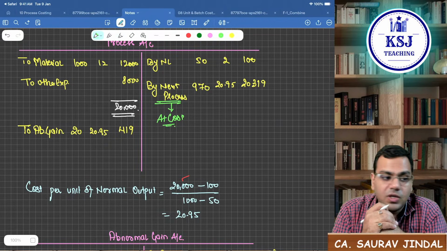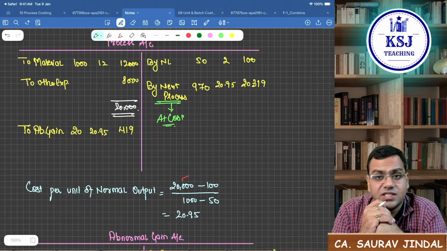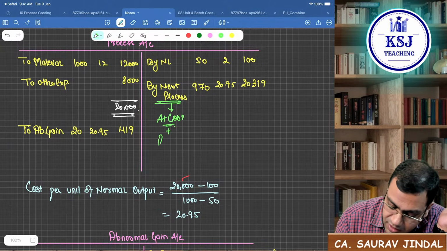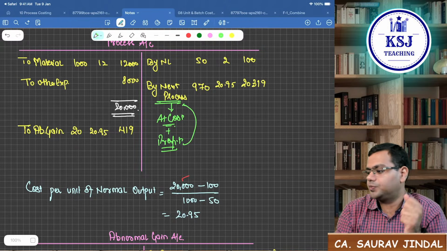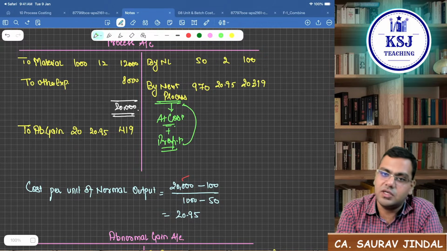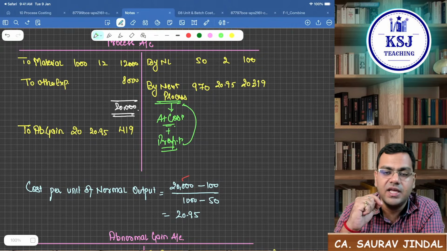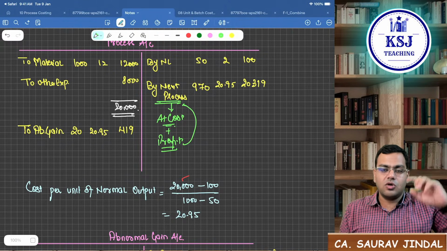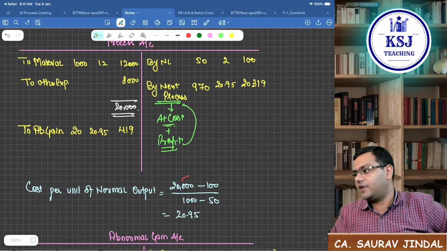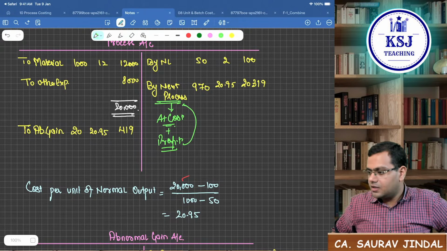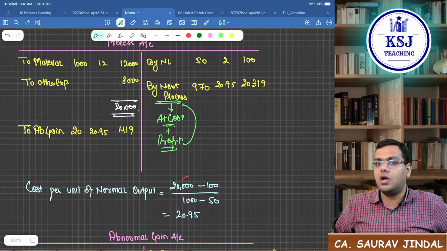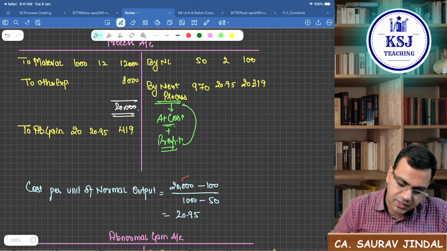right? The inter-process profit says when you are transferring to the next process, then you have to take it cost plus profit, add the profit to this value. This is the concept of inter-process profit. Whenever we are transferring it to the next process, we will take it as cost plus profit. That's all about process costing concepts.